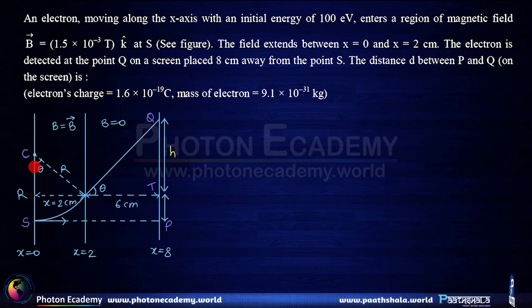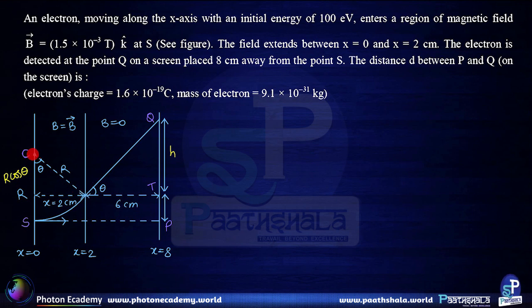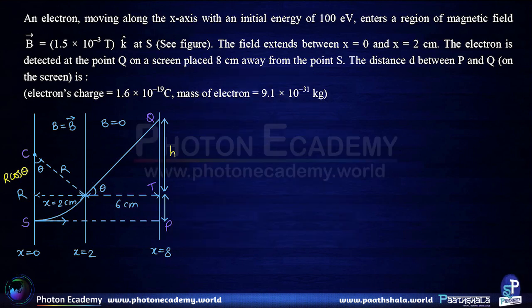Now, as this is the radius of this circle in which the electron moves, this distance will be r cos theta, as this is also the radius. And assuming the electron makes an angle theta before leaving the region with magnetic field, PT becomes r minus r cos theta.